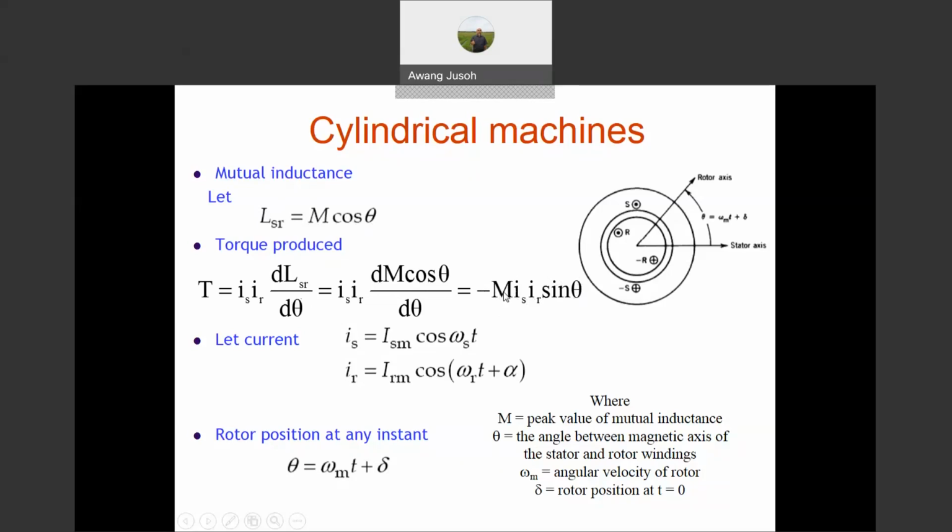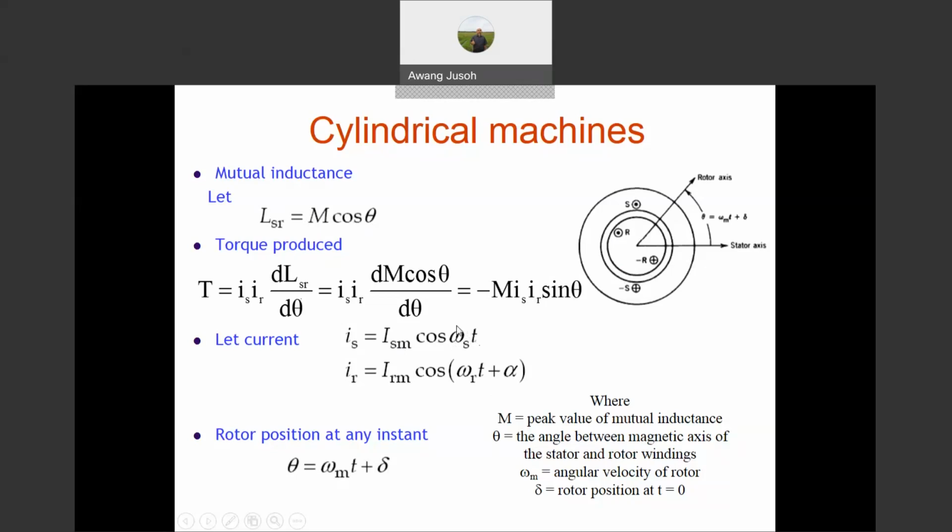M, as I just mentioned, is the peak value of the mutual inductance. IS is the stator current, IR is the rotor current. Sometimes IS can be sine or cosine form, depending on what kind of current we inject into this system. Now in this analysis, we say that both currents are IS equal to IS max cosine omega S t, and IR equal to IR max cosine of omega R t plus alpha.